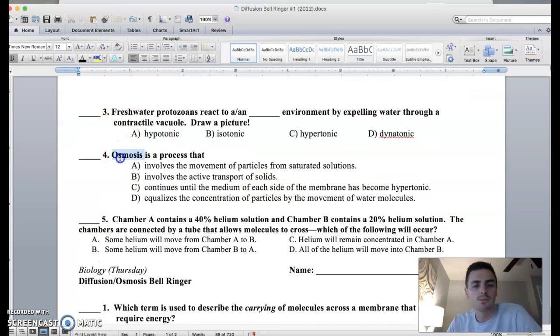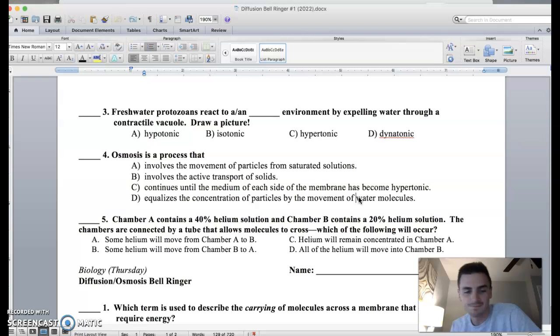Number four, osmosis we know has to do with water. So if I go look, the only one that talks about water is letter D, and it says it will equal the concentration by moving water particles. So number four should be letter D.